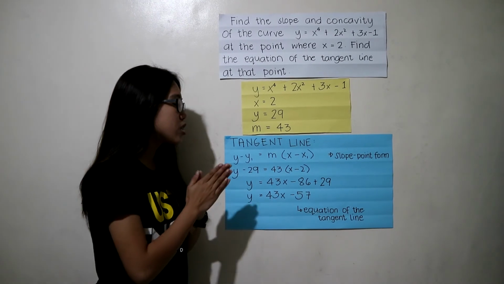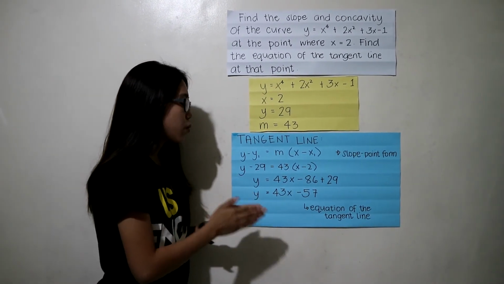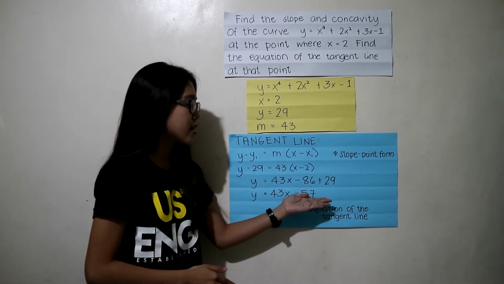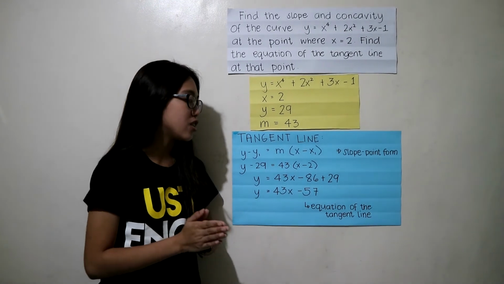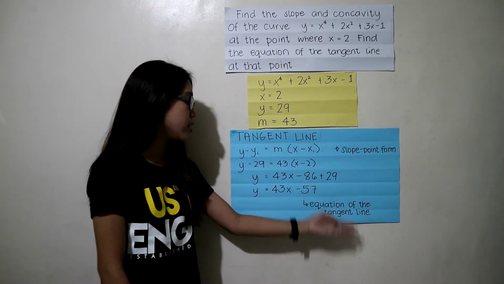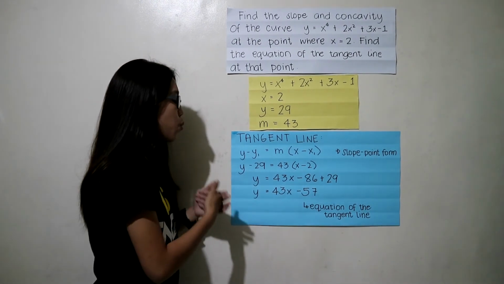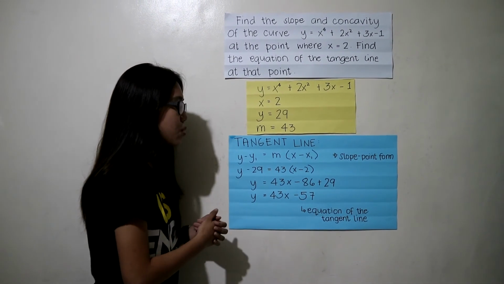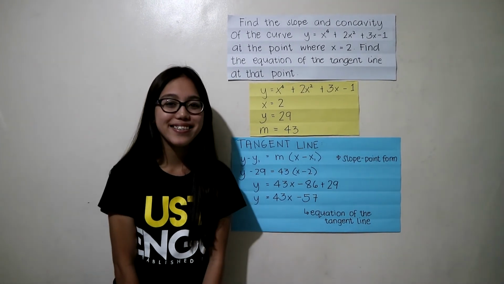Now we will distribute 43 to x minus 2. So it will become 43x minus 86. And the 29 here, we will transpose it to the right side. So it will become plus 29. So we will combine the like terms. So our y is equal to 43x minus 57, which is the equation of the tangent line.